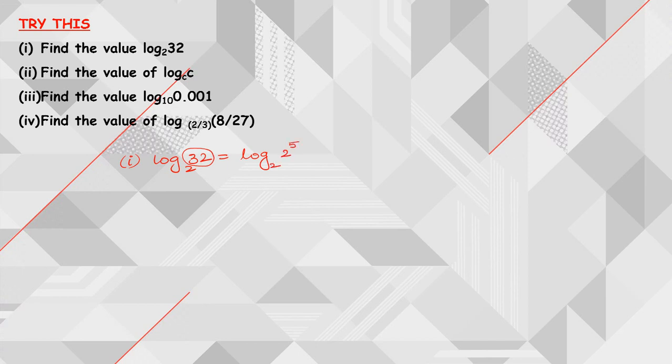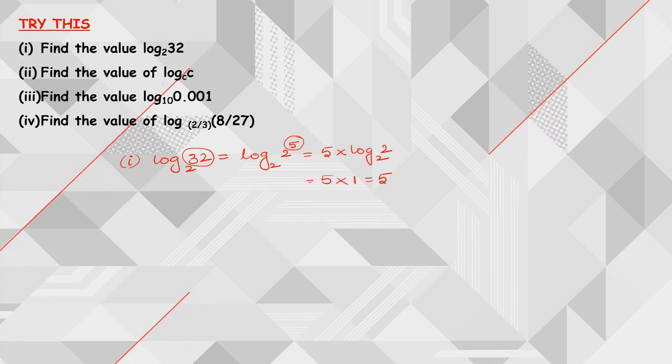So to the base 2. Now since it is following the power rule, the power can be brought to the front as multiplication. So this I can write as 5 into log 2 to the base 2. Since both are the same, I can directly write it as 1. So 5 into 1 is 5. So this is nothing but the first answer.